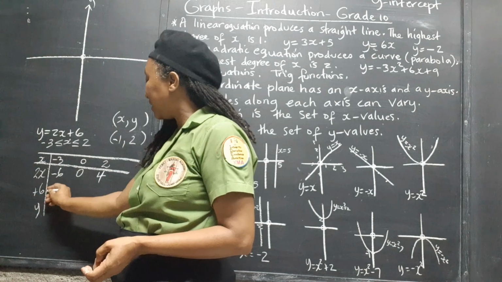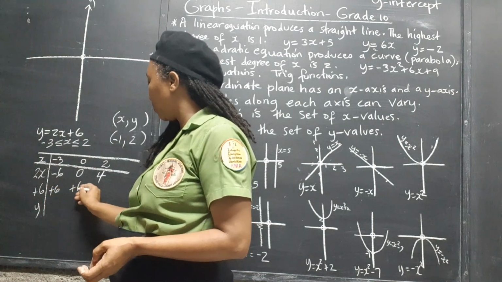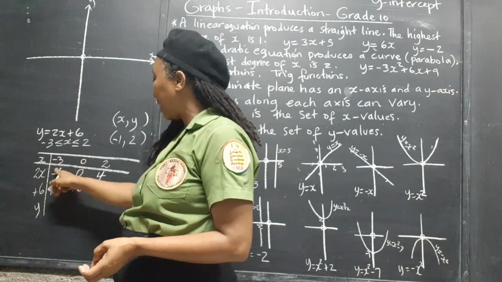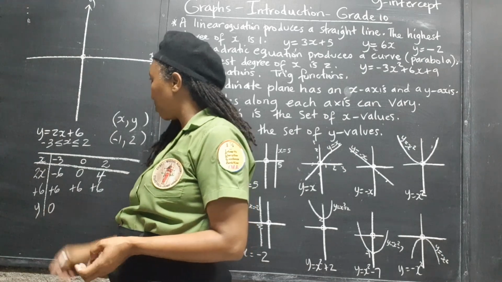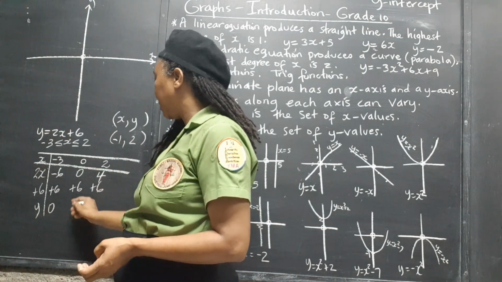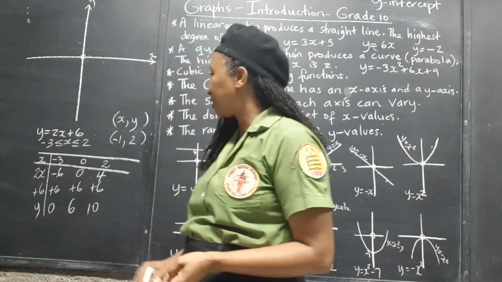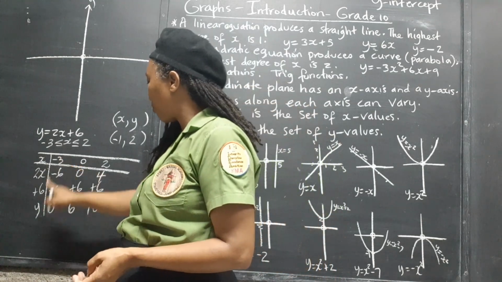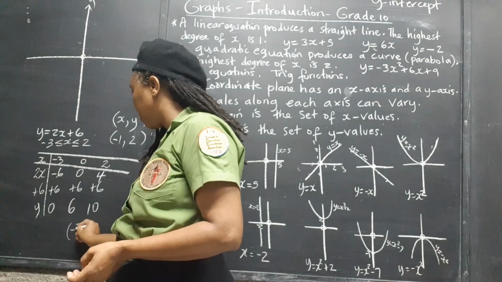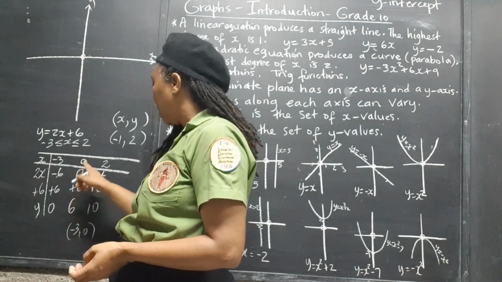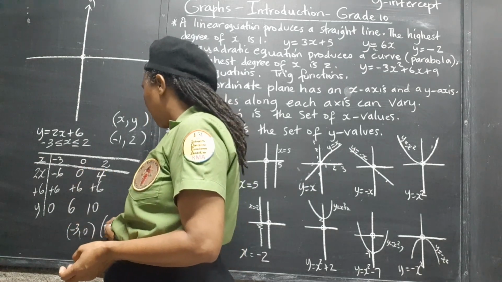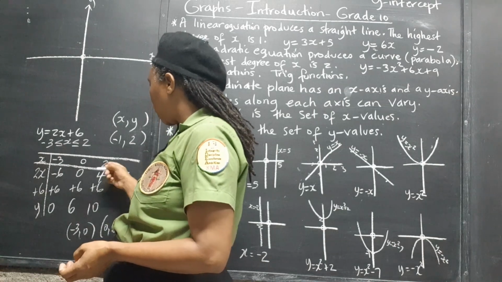And we're going to add 6 to each of those. So negative 6 plus 6, that's 0. 0 plus 6 is 6, and 6 plus 4 is 10. So our pairs of values then, negative 3 and 0, 0 and 6, and 2 and 10.